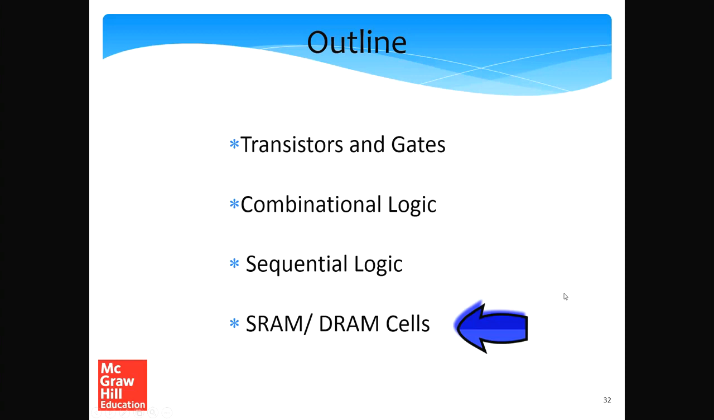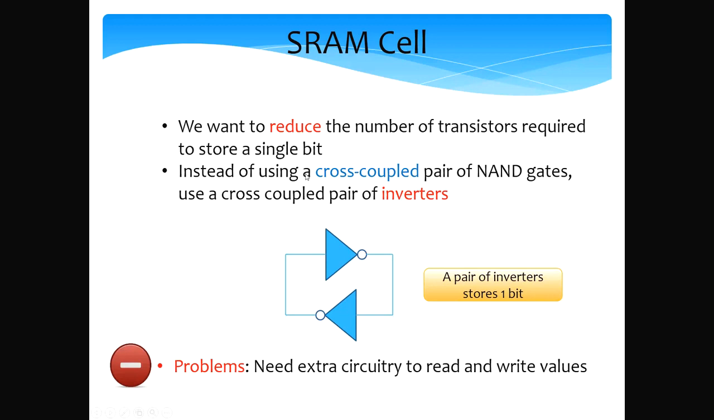Now let us look at memory cells. Memory is a far denser storage technology than flip-flops, and that's the reason it's used in structures inside the processor to store a lot of data, not just one bit or several bits, but thousands or millions of bits. The two kinds of memory technologies that are normally used are SRAM, static RAM cells, and DRAM, dynamic RAM cells.